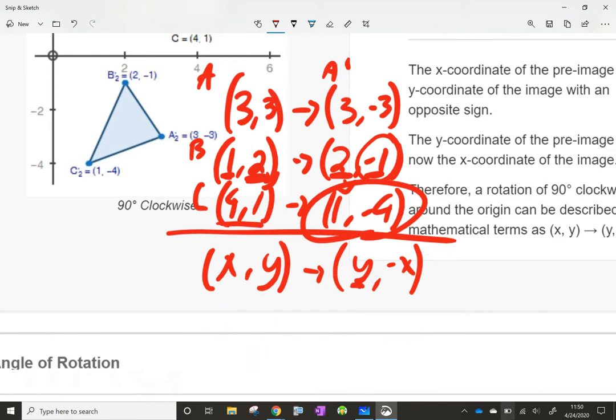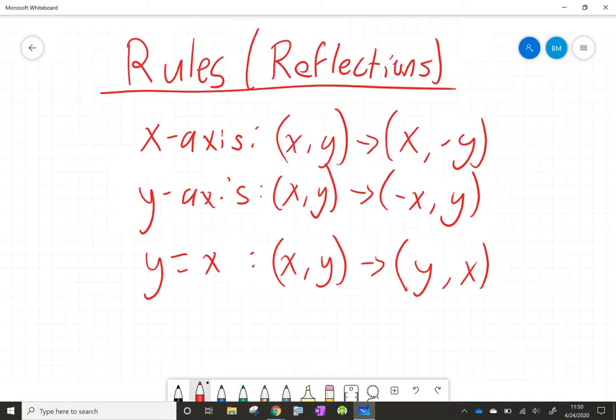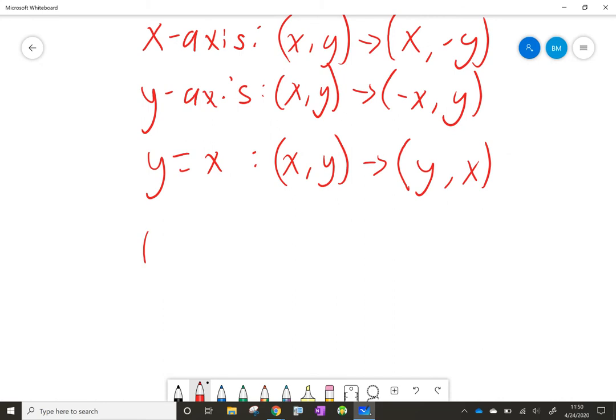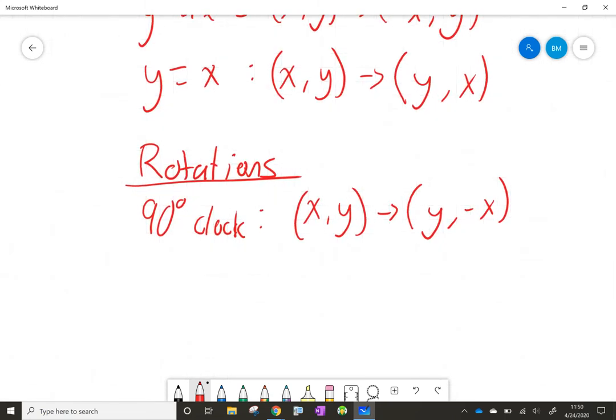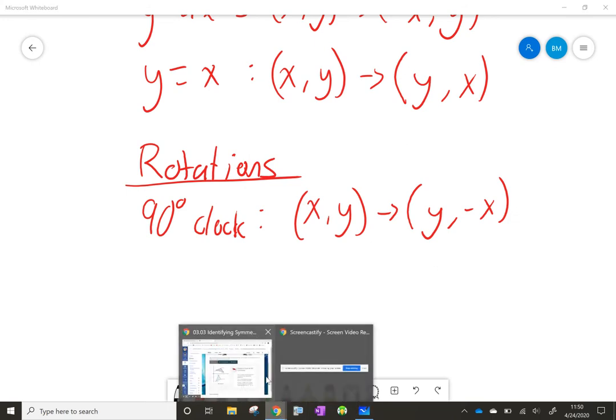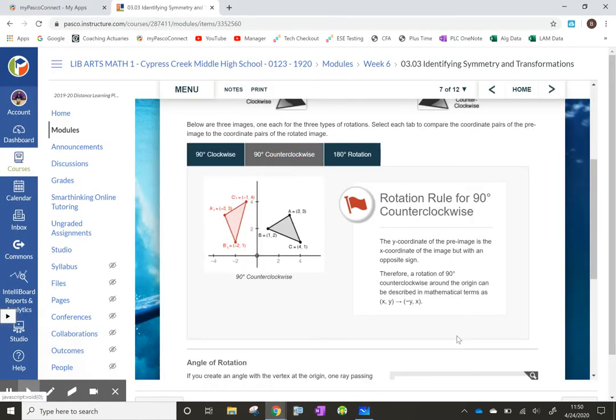Let's add that to our rule list. Xy changes to y, negative x. So this is for rotations. You should also make a rule list like this as well. So this is 90 degrees clockwise. We had x, y changed to y, negative x was our rule. Let's look at the next rotation. 90 degrees counterclockwise.